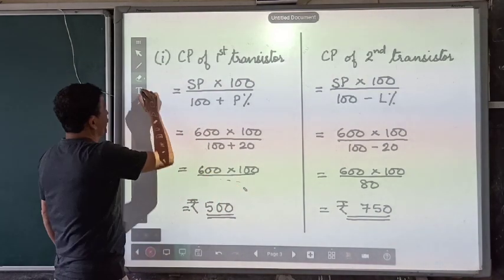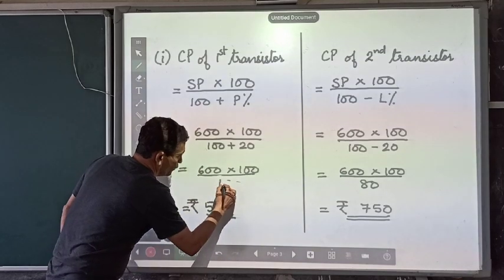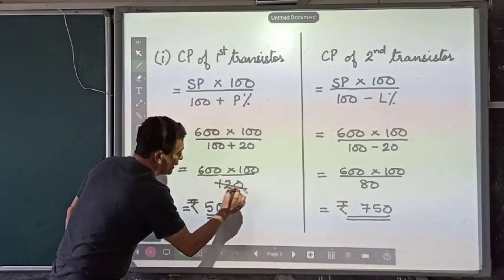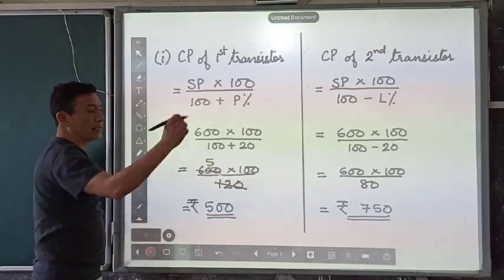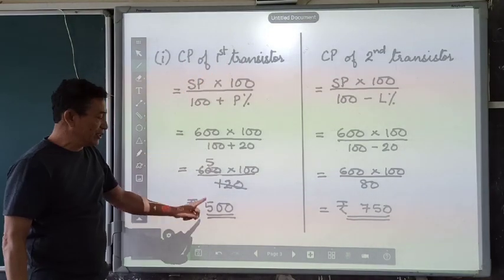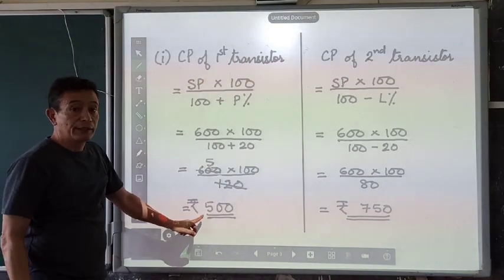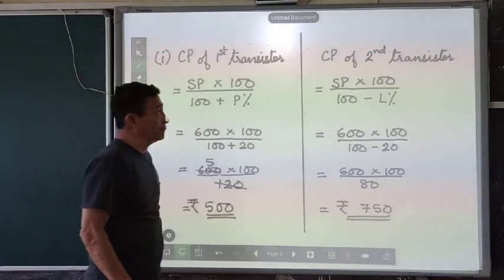If you cancel these two, so 120 will go 5 times. So 5 into 100 is rupees 500. So what we understand is cost price of the first transistor is 500. Remember, he had sold it for 600. So there is a profit here.